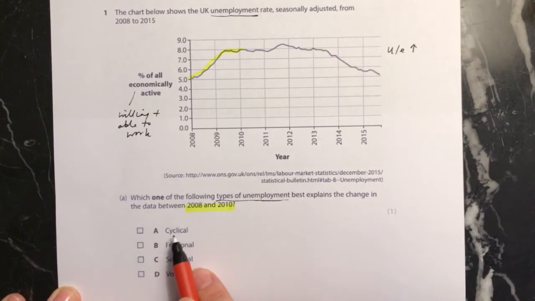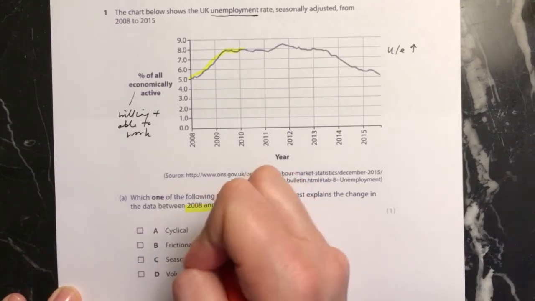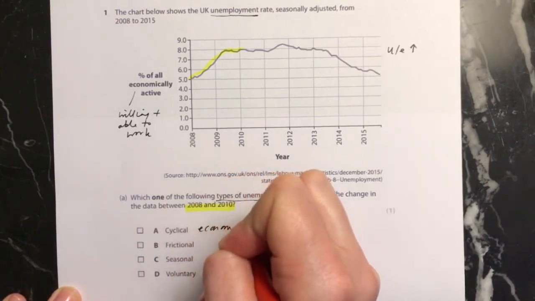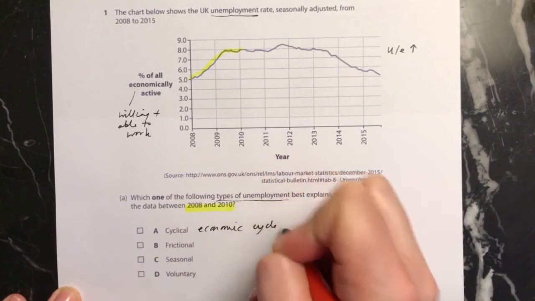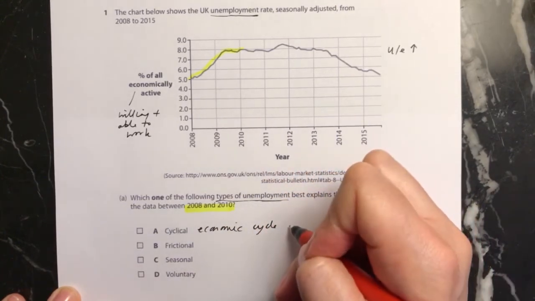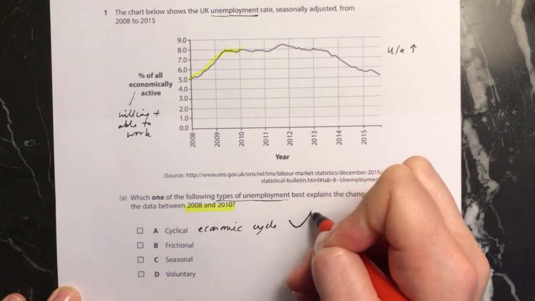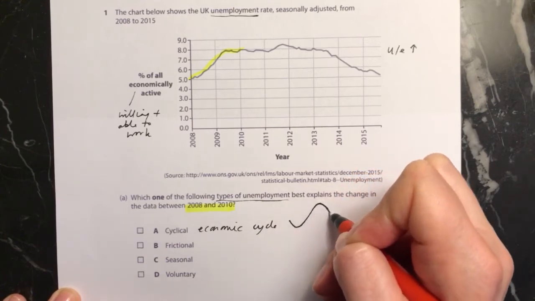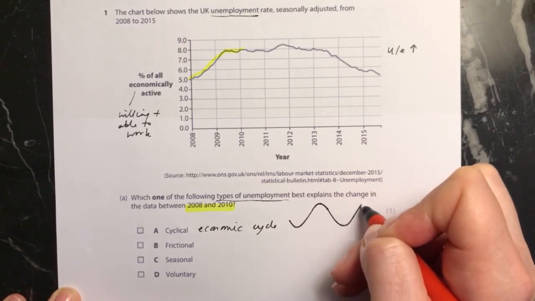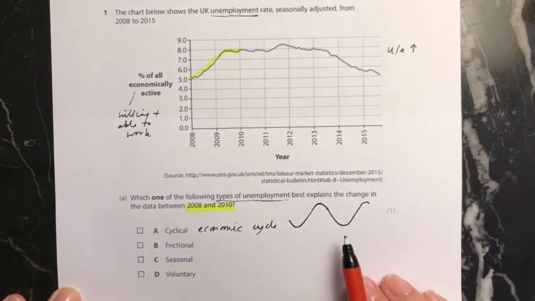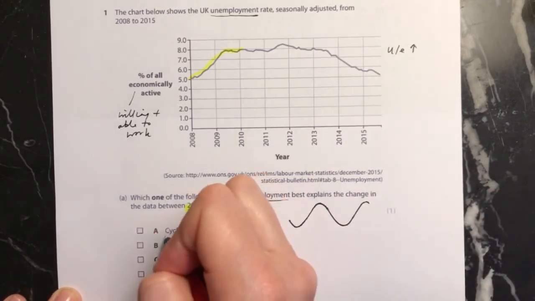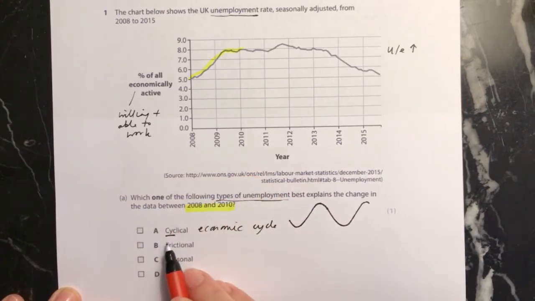So why is this? Cyclical unemployment, this is due to the economic cycle. The economic cycle, remember, is where the economy is slowing down, it's in a recession, it recovers, it's in a boom, then it slows down, then it goes into a recession, it recovers, it goes into a boom, and so on. That's the economic cycle. Hence the word cyclical unemployment. This is where people are losing their jobs when there's a downturn in the economic cycle.